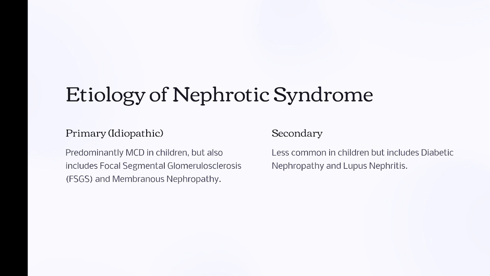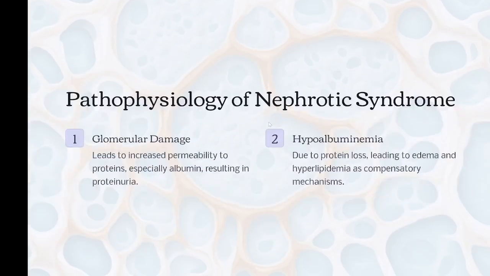Etiology: primary idiopathic, predominantly MCD in children, but also includes focal segmental glomerulosclerosis (FSGS) and membranous nephropathy. Secondary, less common in children, but includes diabetic nephropathy and lupus nephritis. Pathophysiology: glomerular damage leads to increased permeability to proteins, especially albumin, resulting in proteinuria. Hypoalbuminemia, due to protein loss, leads to edema and hyperlipidemia as compensatory mechanisms.